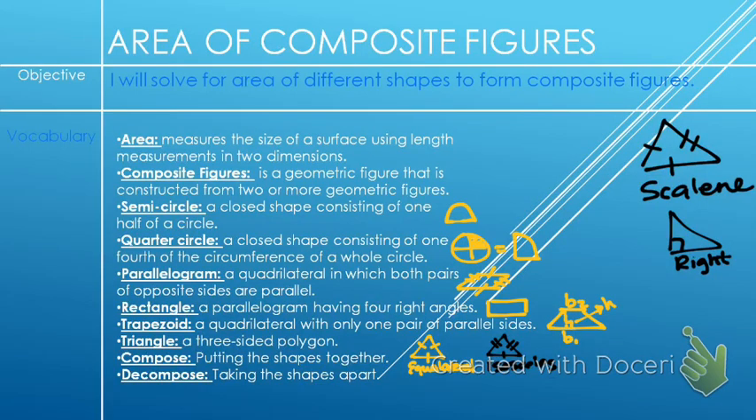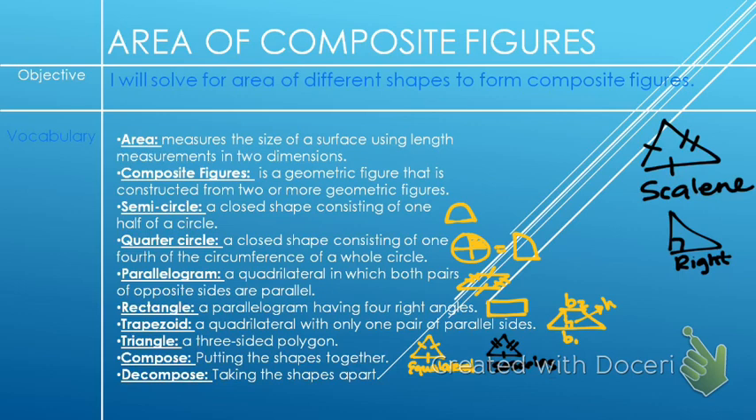Alright, you have area of composite figures. Objective: I will solve for area of different shapes to form composite figures. So all the vocab words are here. You need to add in compose and decompose at the bottom. So compose is putting things together. Decompose is taking them apart.